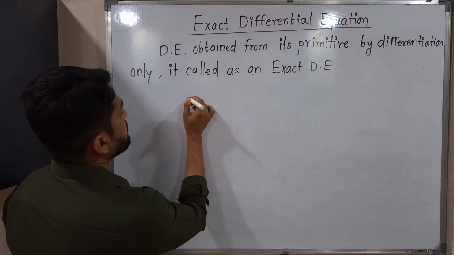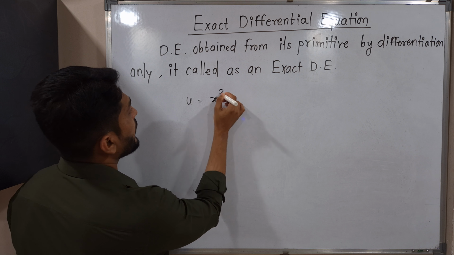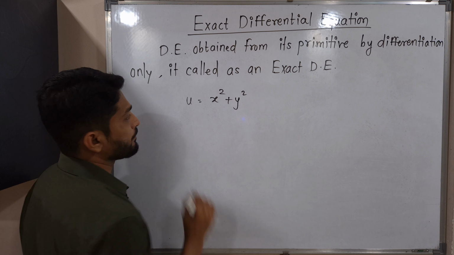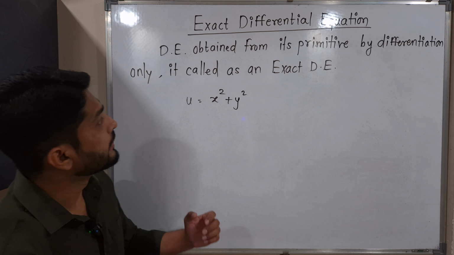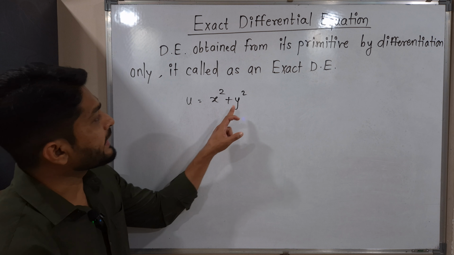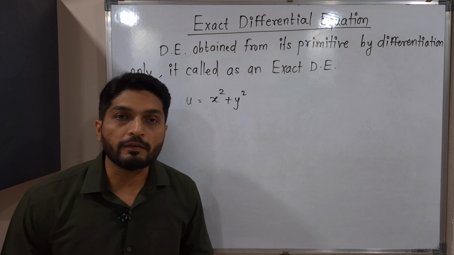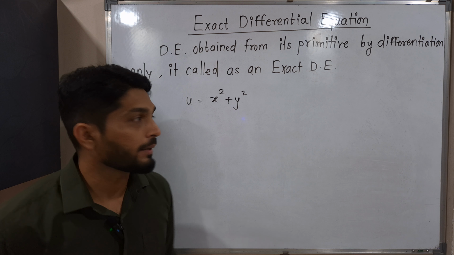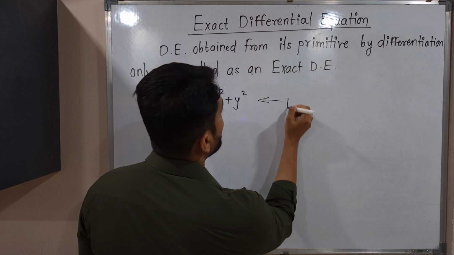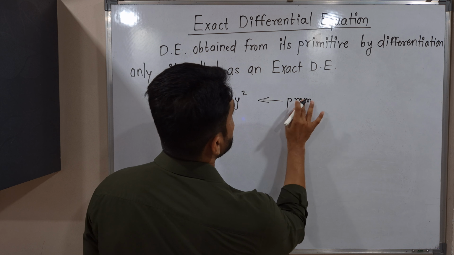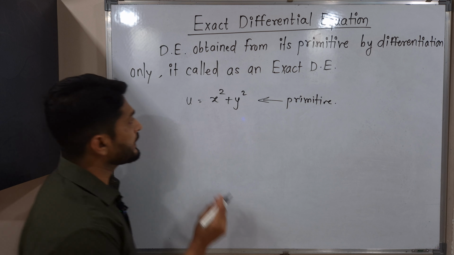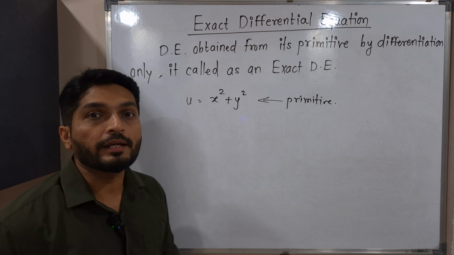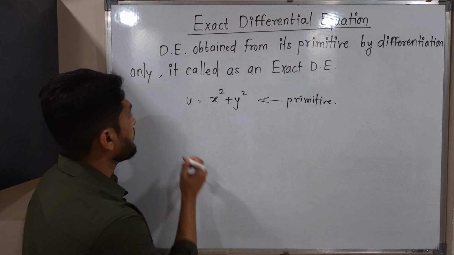Suppose I take one function u is equal to x square plus y square. We are trying to understand the meaning of an exact differential equation. So u is equal to x square plus y square, a function of two variables x and y that I have taken. So this is its primitive. With the help of this u, I am going to find a differential equation.